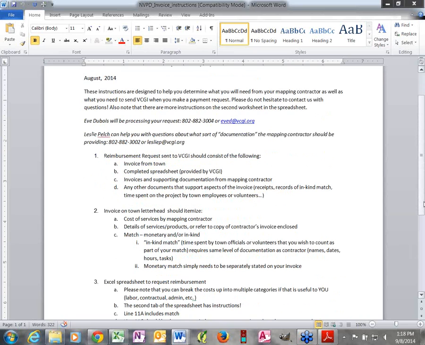So in addition to that form, that Excel spreadsheet form, you're going to actually create an invoice on your town stationery and just list out on there what it is you're requesting, and what you're sort of accounting for at that point, which is, we've received these invoices from the contractor, from the mapping contractor.